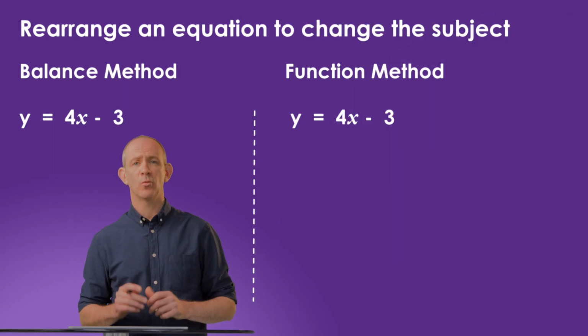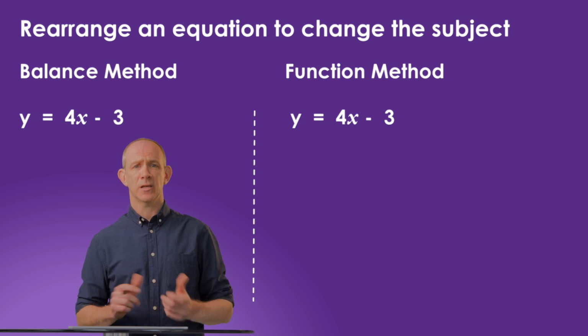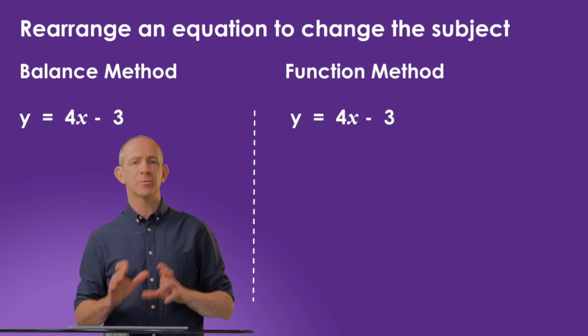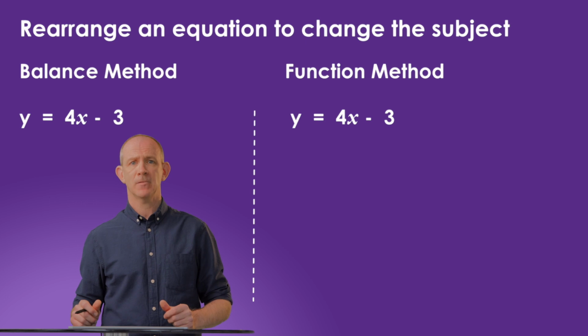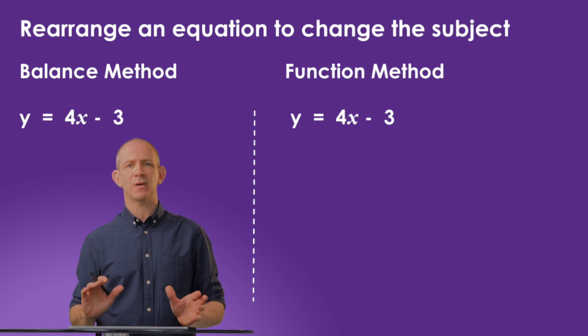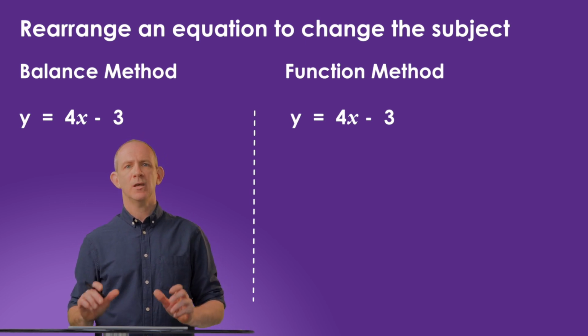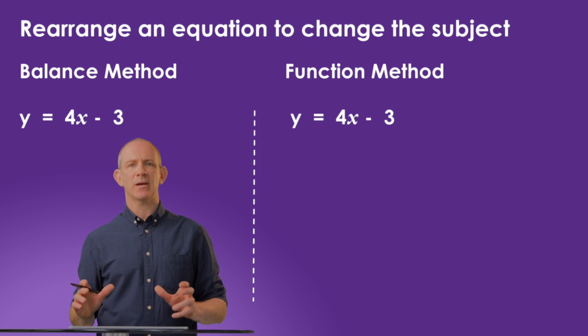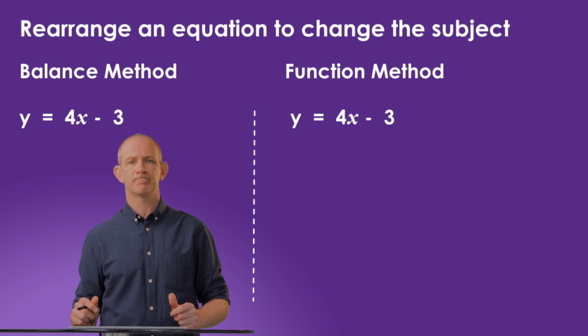Here we have an equation y equals 4x take away 3. Remember that the operation between the 4 and the x is multiplication. There's two ways that we can change this to make x the subject of this equation. In both methods, we make use of BIDMAS, which is the order of operations.